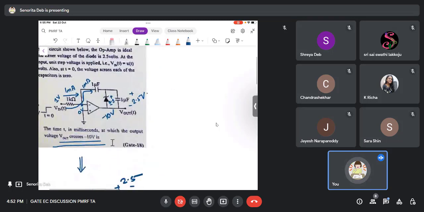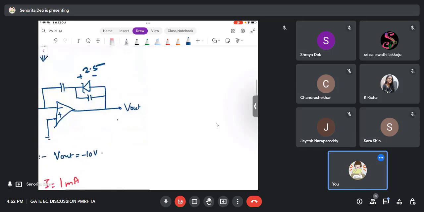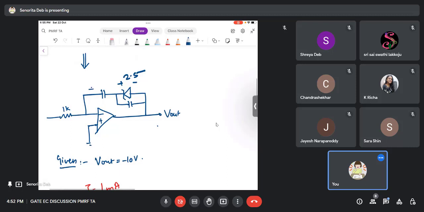So, since this is minus 10 volts, this is plus minus 2.5. Right? This is plus minus 2.5. So, what is the voltage across this capacitor? 7.5. Right? So, plus 10 minus 10 is 0 volts. So, KVL completes. Correct? And the current is 1 milliampere.